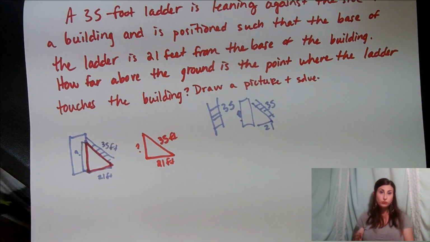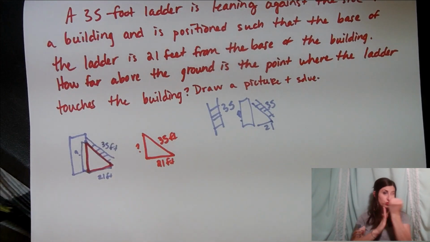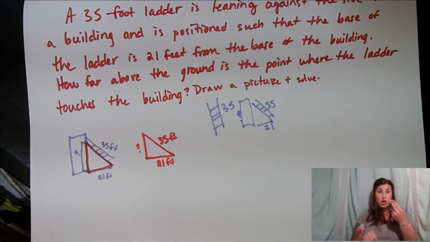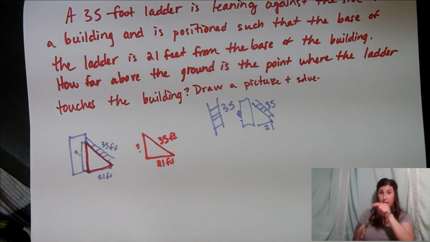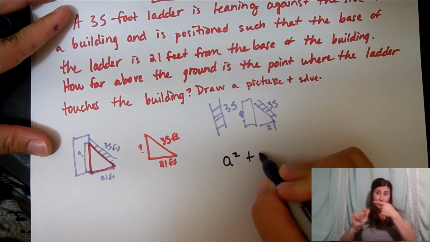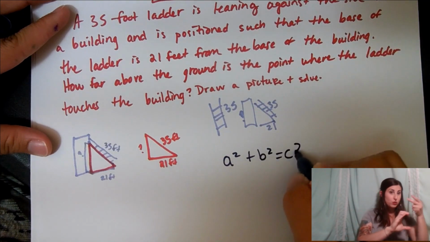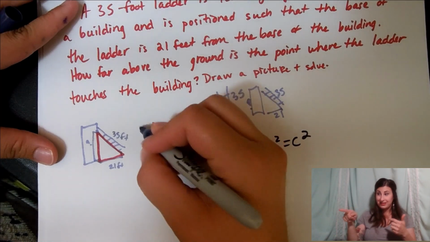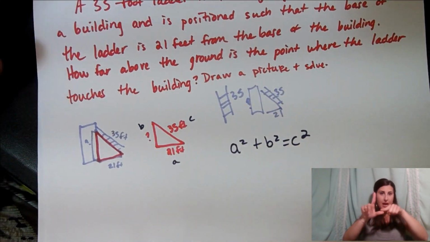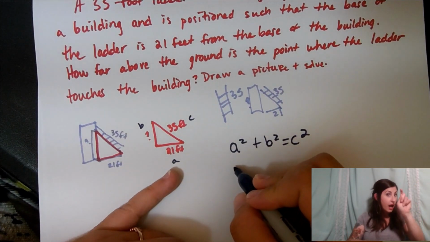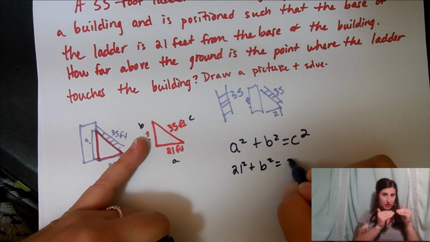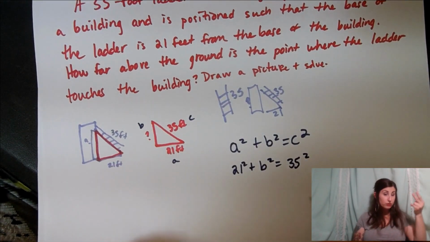Okay, so it's always good to draw a picture. I'm going to use the Pythagorean Theorem for this. So I'm going to do a squared plus b squared equals c squared. I'm going to say this is a, this is b, and this is c. C always has to be the hypotenuse, the longest side. So I'm going to say 21 squared plus b squared equals 35 squared.